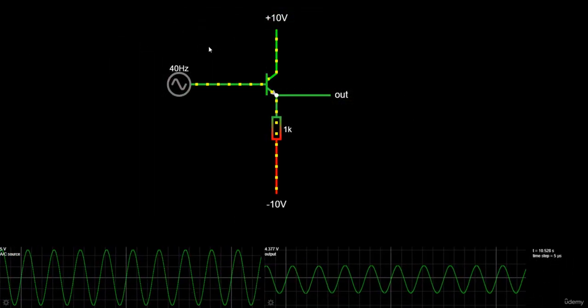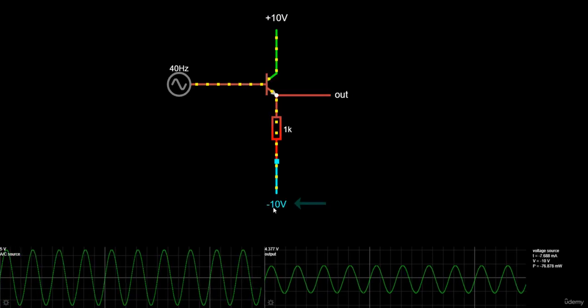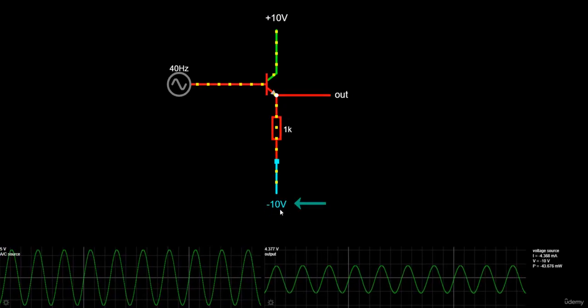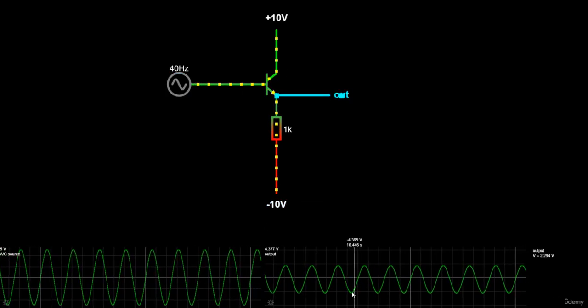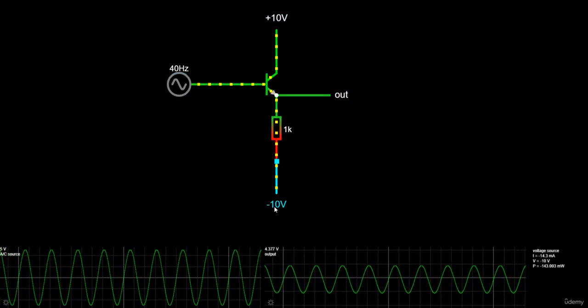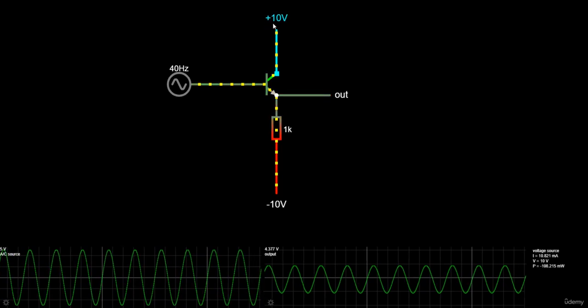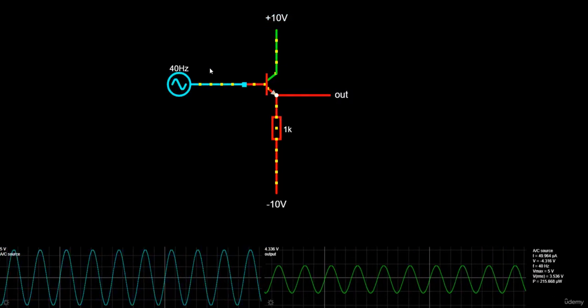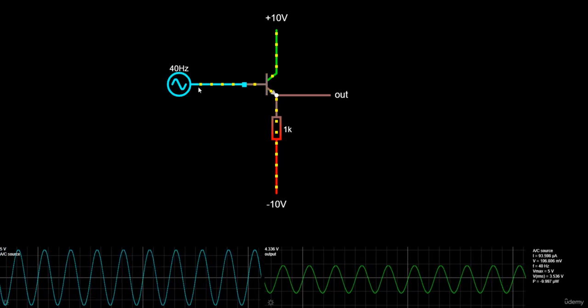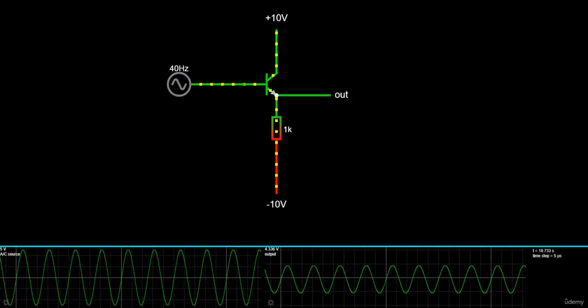The other possible solution, which is also widely used, is to add a negative power supply to the emitter. Now, the output signal can have any voltage between these two values, minus 10 volts and plus 10 volts. This allows us to transfer the sine wave, which can represent an audio signal or whatever information, from the base to the emitter successfully.